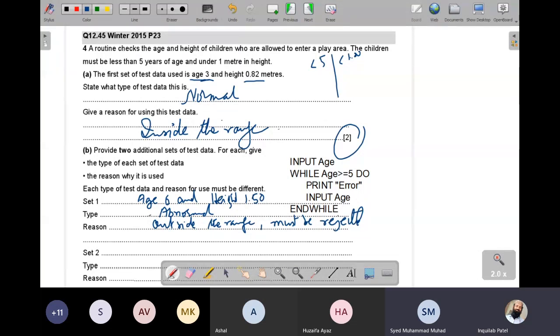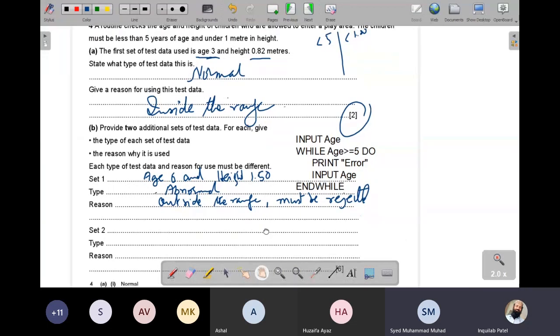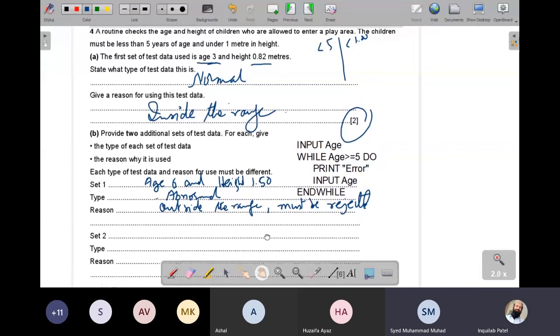Okay. Now the second type, the second test data. Inside this we do boundary, okay, extreme. What is extreme? Extreme will be, if we look at age, it is 5. Beta, under 5 is allowed, 5 is not allowed. So except it is 4. If extreme, then 4, and height can be 1. No, under 1 meter, Sir, 0.99.